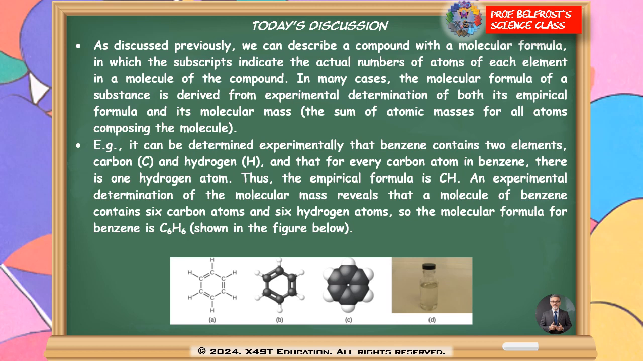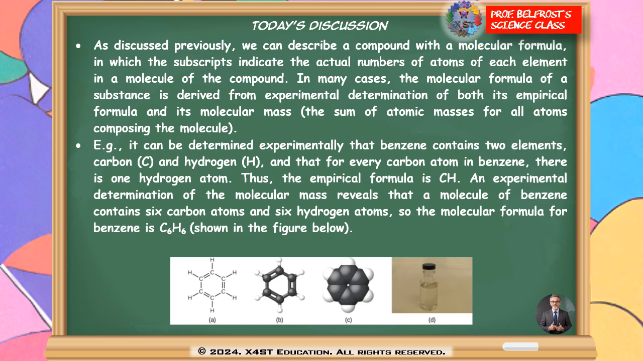For example, it can be determined experimentally that benzene contains two elements, carbon and hydrogen, and that for every carbon atom in benzene there is an equal number of hydrogen atoms. Thus, the empirical formula is CH. This is the simplest form. This is not the exact molecule. CH is the empirical formula, not the molecular formula. You need to pay attention to this.